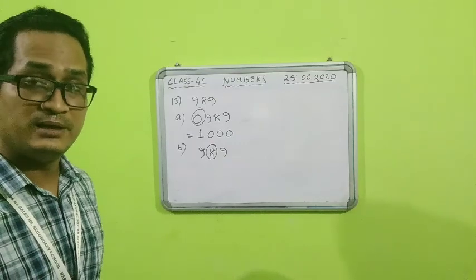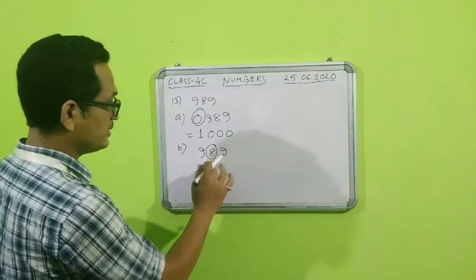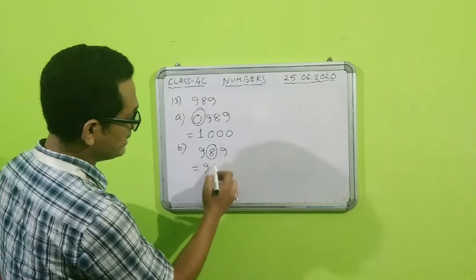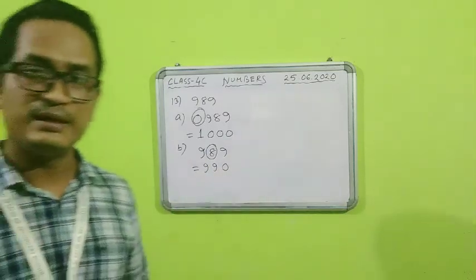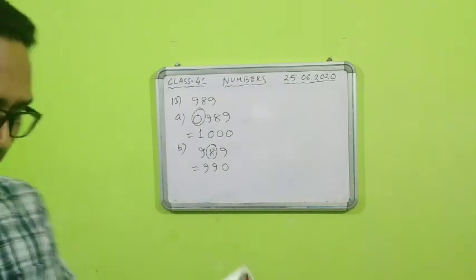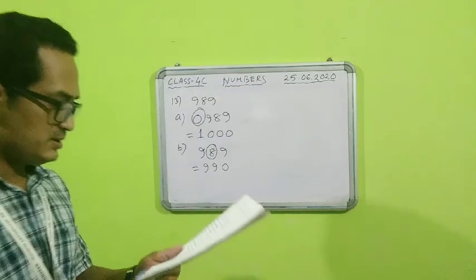9 is actually greater than 5. So you have to add 1 here. That means it will be 9. 8 plus 1, it will become 9 and this 9 will be replaced by 0. So it will be 990. That is question number 13.